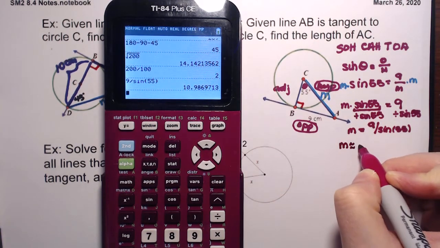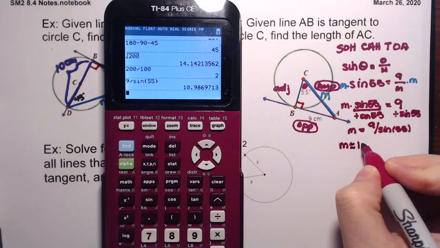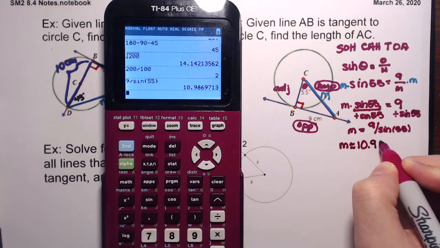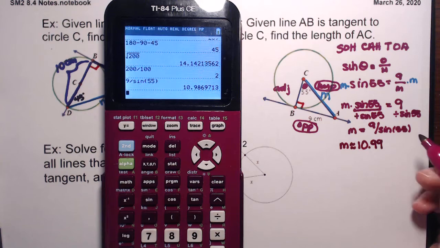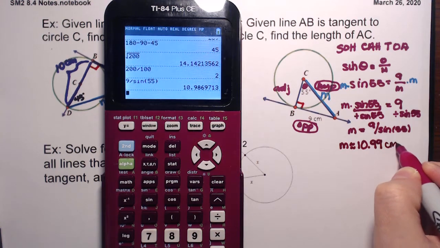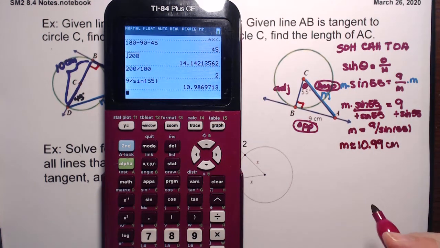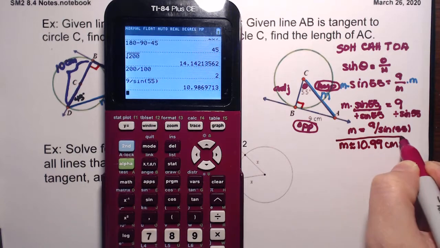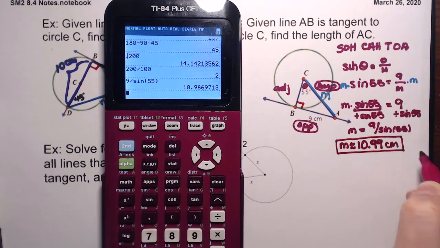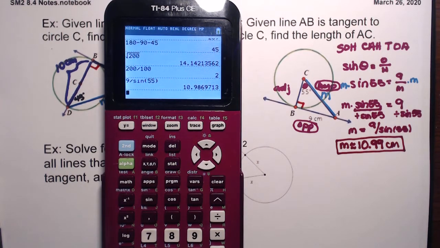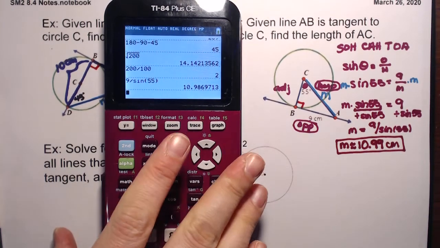So m is roughly 10.99 centimeters, and it didn't tell me where to round. So you can have that as your answer, or you could round it to 11 centimeters. But you do need to know basic trig functions for that type of problem.